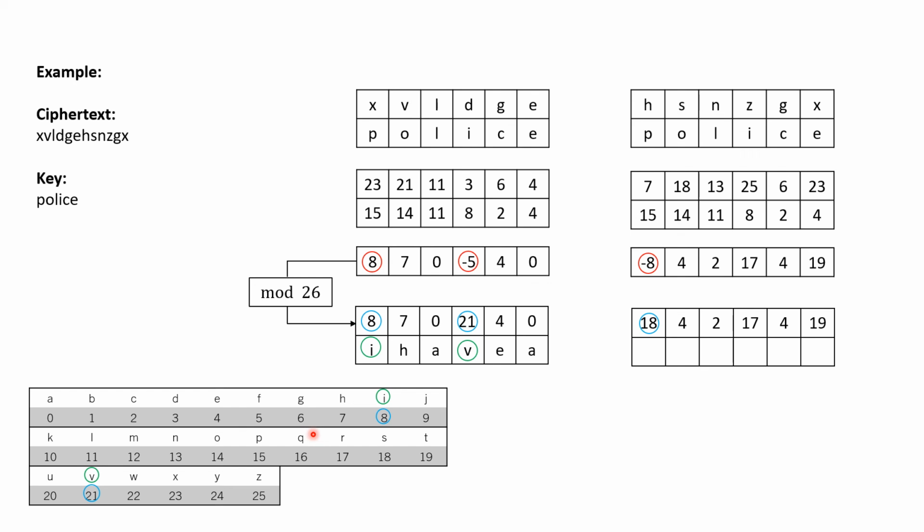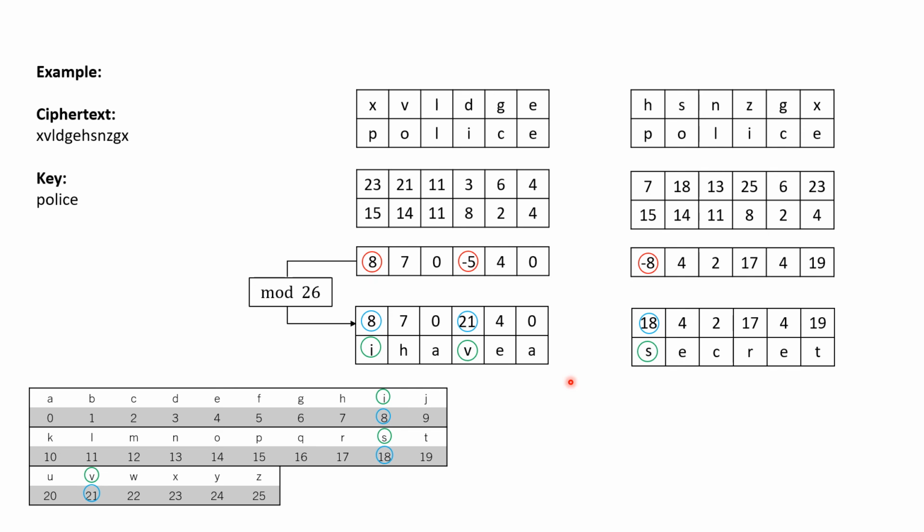Hopefully the same happens for the second block. Let's check that out. Number 18 corresponds to the letter S in this table, so we write it down. Same thing for 4, 2, 17, 4, and 19. We look up their corresponding English characters, and we fill in the rest of the table, and we see we got the same plain text that we began with, which is what was expected.